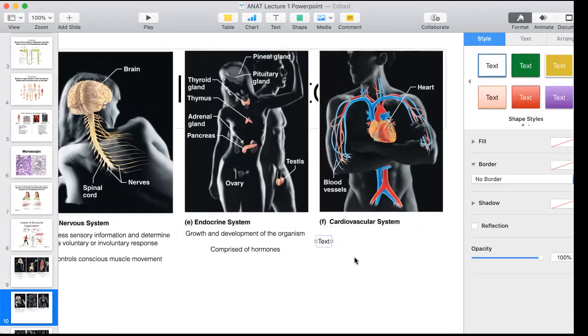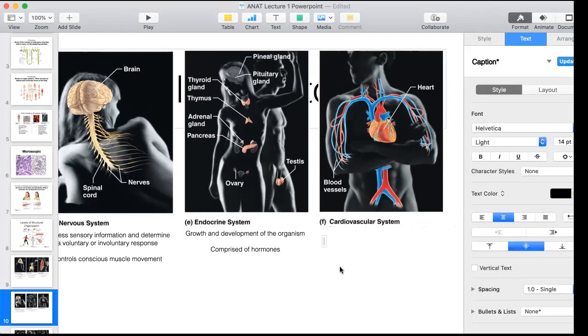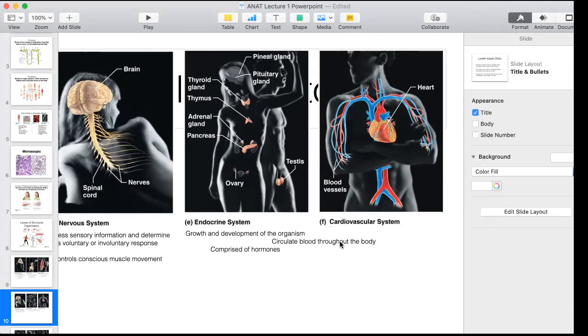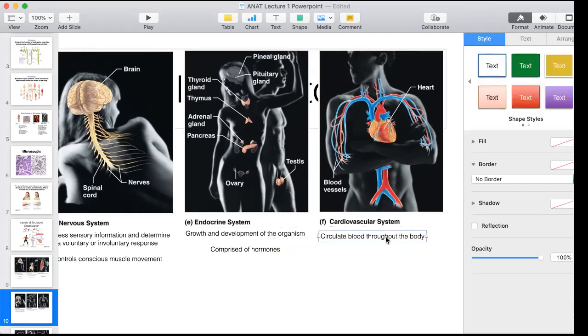Cardiovascular system, the job of it is simple. It is simple yet incredibly effective. And the job of the cardiovascular system is to circulate blood throughout the body. Now, we have this substance called blood. It contains everything that cells need to live. Now, how do we get it to those cells? Well, easy. We'll just circulate it. Okay, but how do we circulate it?